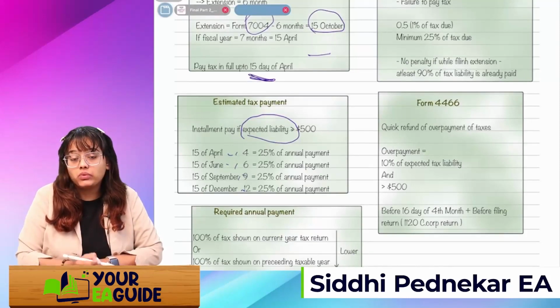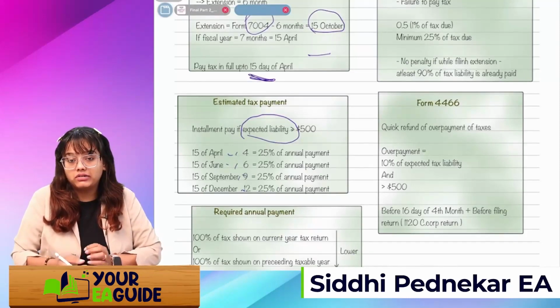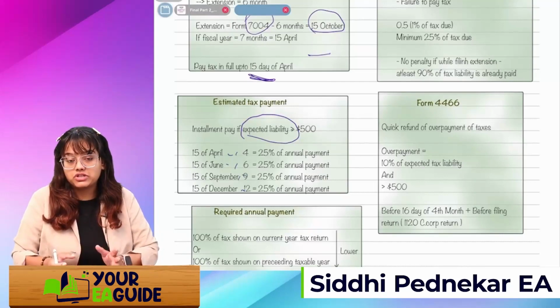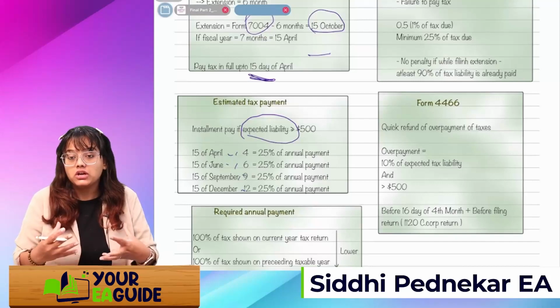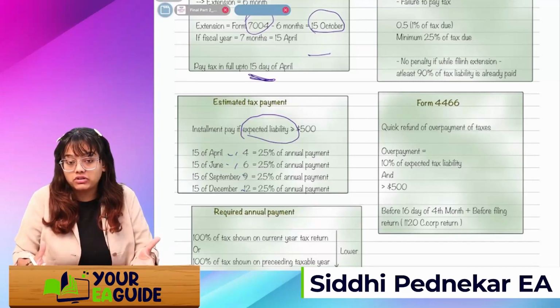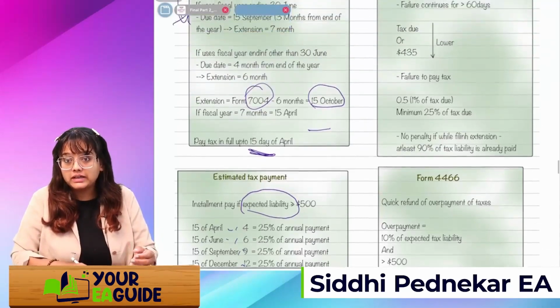How much will they pay? 25% of the annual payment. Whatever your liability is, you just take 25% and pay it on a quarterly basis, on each 15th of the next month after the end of the quarter, right?